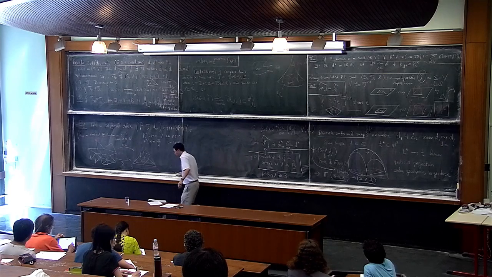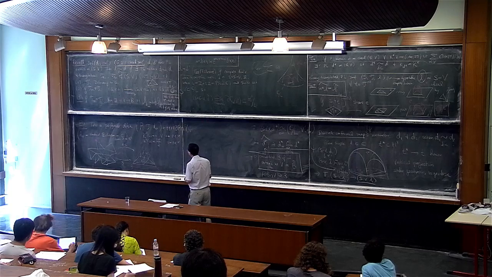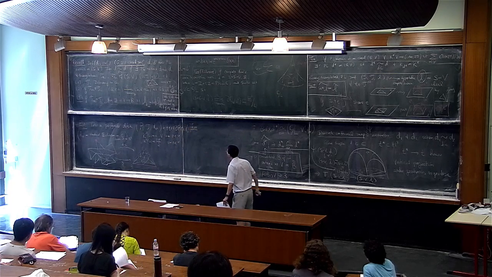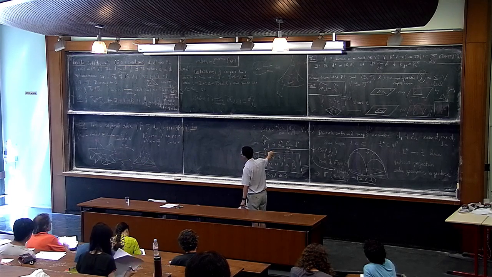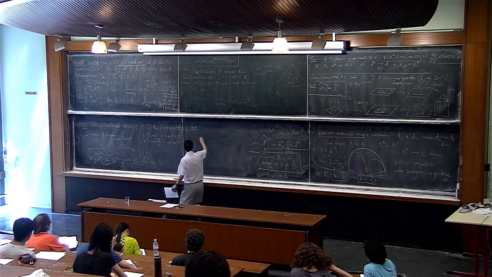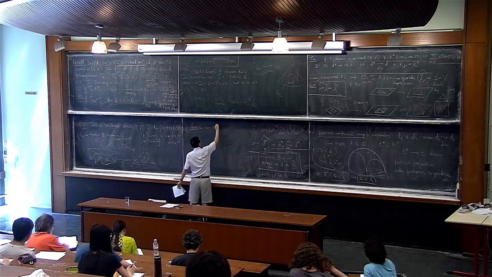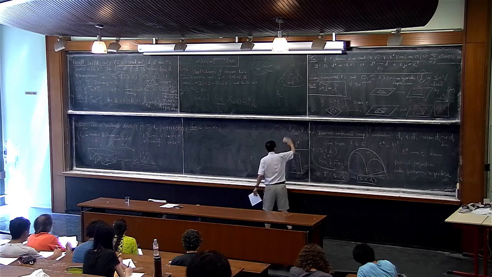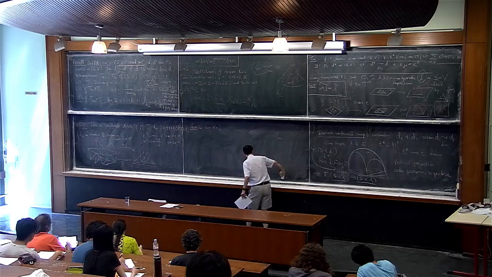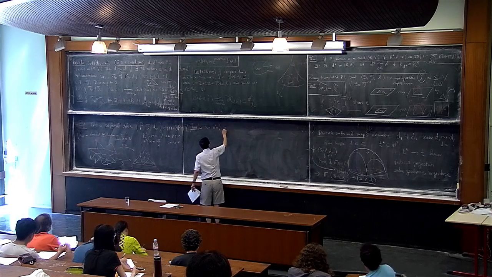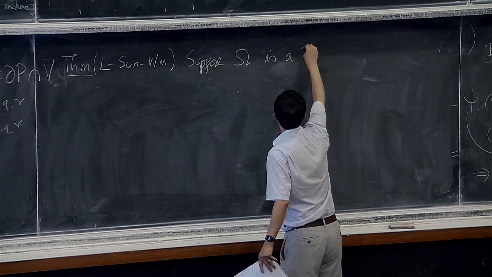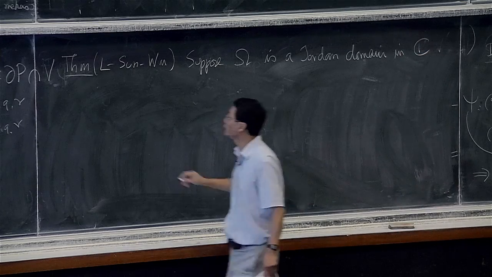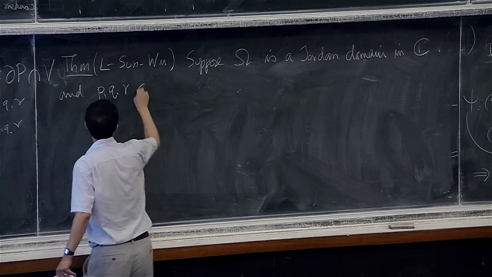So let me state the theorem. This is the theorem. I don't have time to prove it, but I'd like to tell you the basic idea of the proof. And the basic idea of the proof also produced a new proof of the Rodin-Sullivan theorem. So I will give you the new proof of the Rodin-Sullivan theorem today and indicate how it's related to the proof of this. So suppose I have a Jordan domain omega in the complex plane, and I have 3 points p, q and r in the boundary of omega.